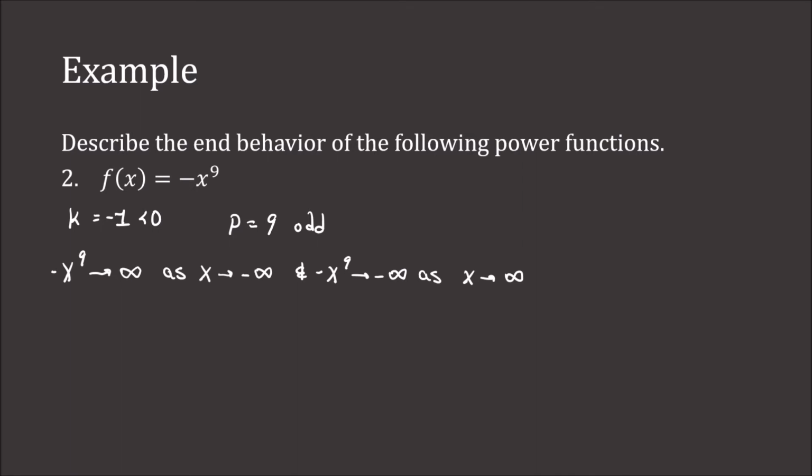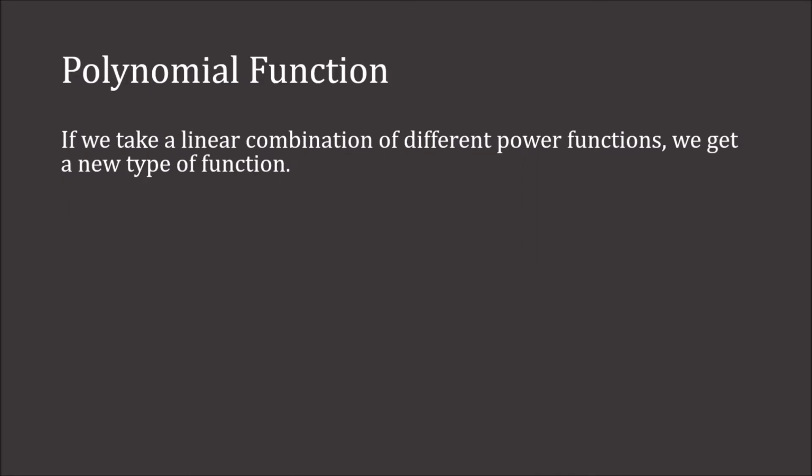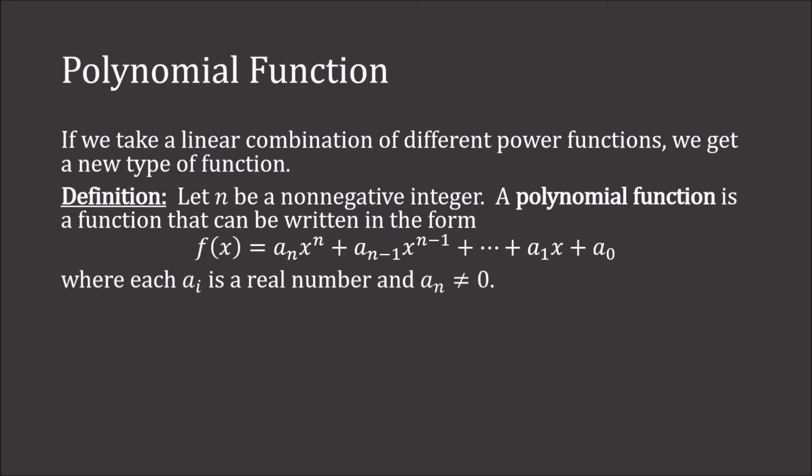Now, if we take a linear combination of different power functions, we get what's called a polynomial. Let n be a non-negative integer. A polynomial function is a function that can be written in the form f of x equals a sub n x to the n plus a sub n minus 1 x to the n minus 1 plus so on and so forth plus a sub 1 x plus a sub 0, or a naught, where each of the a sub i's is a real number and the leading coefficient, this a sub n, is not 0.